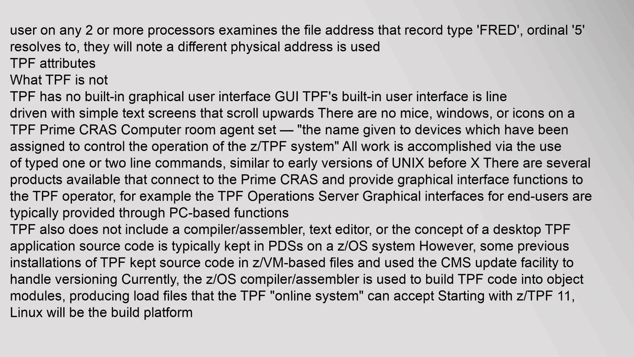TPF application source code is typically kept in PDSs on a z/OS system. However, some previous installations of TPF kept source code in z/VM-based files and used the CMS update facility to handle versioning. Currently, the z/OS compiler and assembler are used to build TPF code into object modules, producing load files that the TPF online system can accept. Starting with TPF 11, Linux will be the build platform.